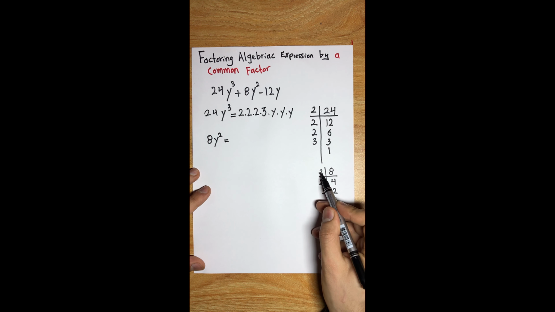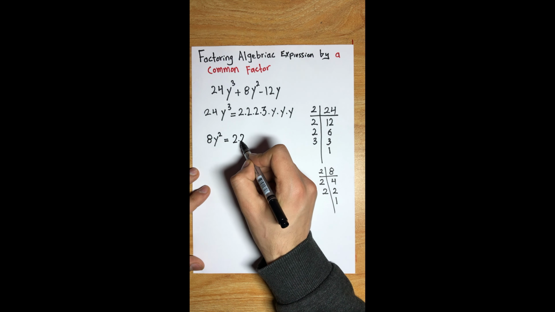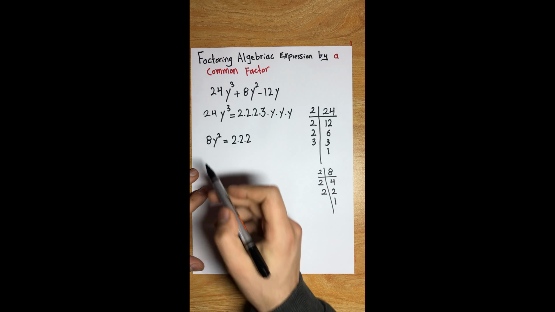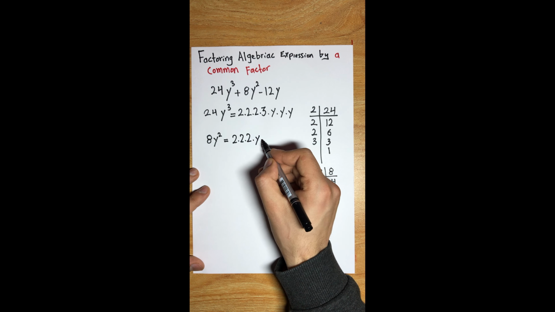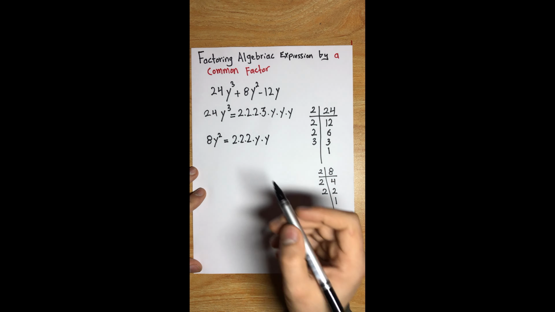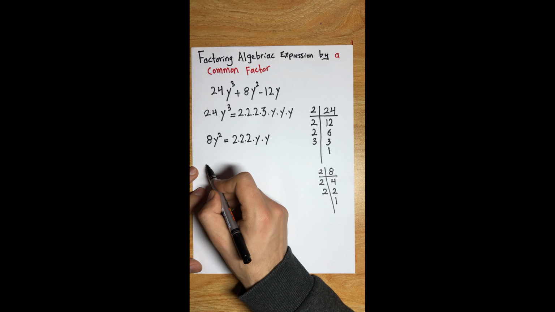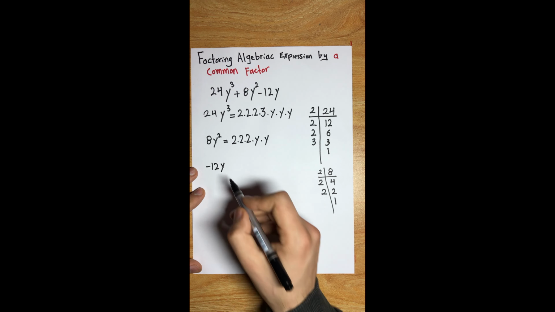So we have 2 times 2 times 2. And y squared is factorized to y times y. Now finally we have this term, negative 12y.